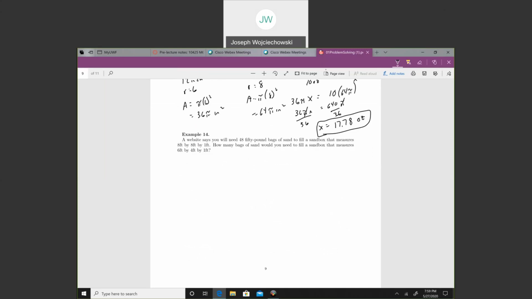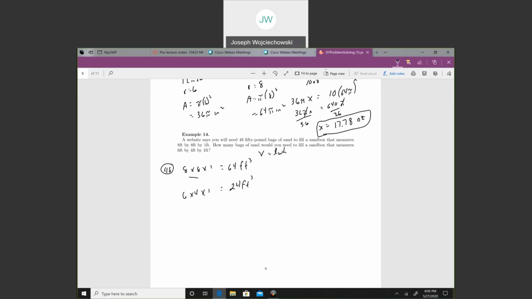Okay. A website says you'll need 48 50-pound bags of sand to fill a sandbox that measures 8 by 8 by 1. How many bags of sand would you need to fill a sandbox that measures 6 by 4 by 1? And this was 48. So volume, remember, volume is equal to length times width times height, which is what we have here. So this is 64 cubic feet, and this is 24 cubic feet.